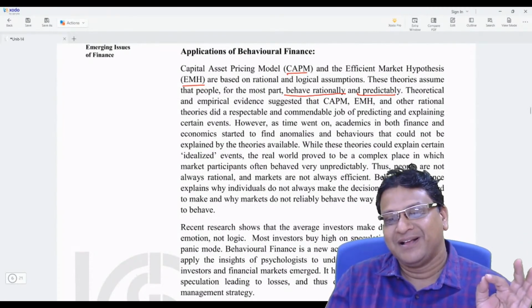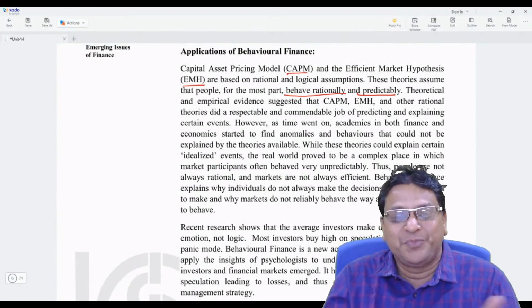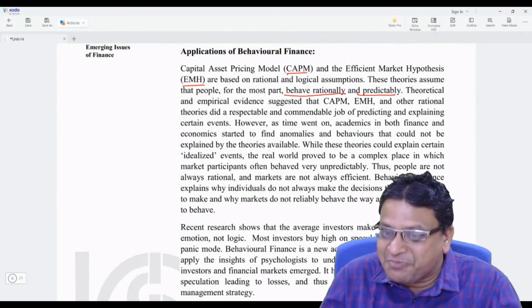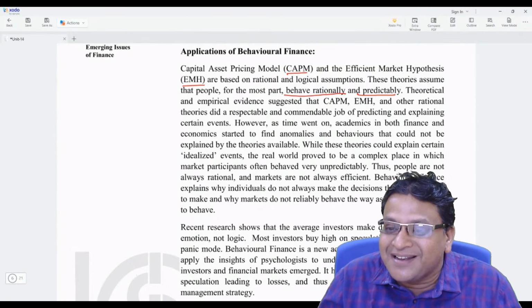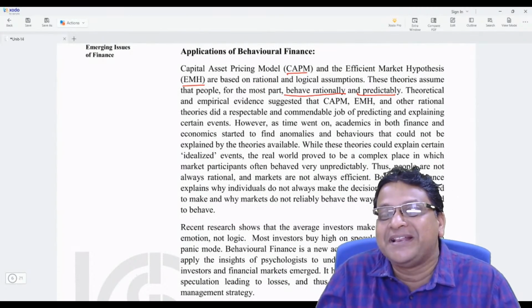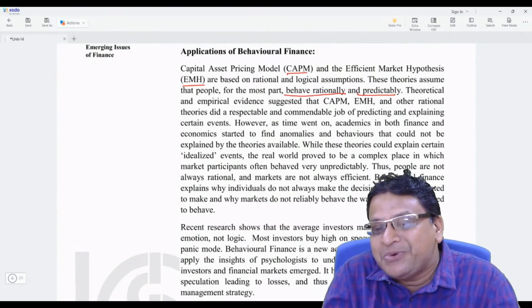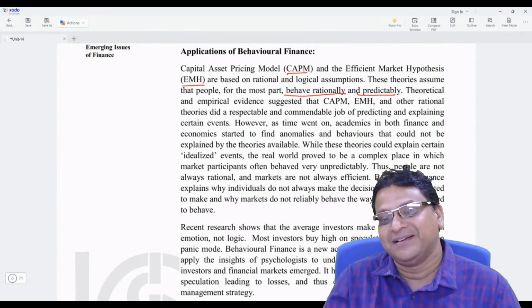But behavioral finance is diametrically opposite. Behavioral finance, first of all, assumes that human beings are irrational in nature. Most of the time, they behave irrationally, and a few times they may behave rationally.